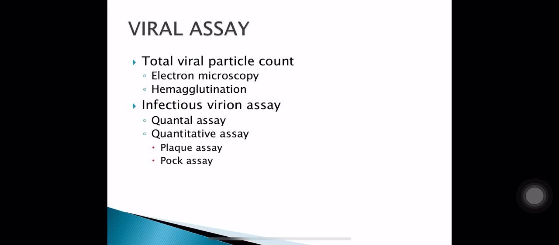Viral assays can be done for detection and quantification of viruses. Total viral particle count can be done by electron microscopy or heme agglutination. Infectious virion assay can be done by quantal assay or quantitative assay. The quantitative assay is again of two types, plaque assay and pock assay. Plaque and pock are lesions produced by the viruses, and one virus produces one type of lesion. So from the number of lesions we can determine the number of viruses present in the solution.